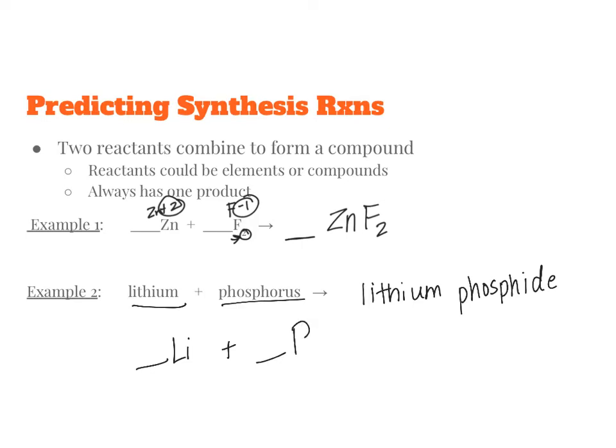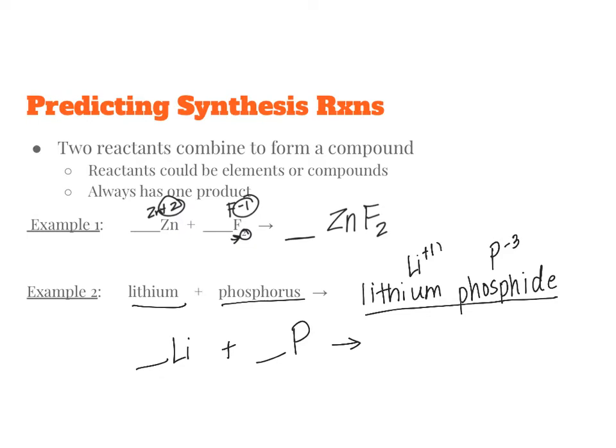Now remember, with nonmetals, some of them are diatomic. In this case, phosphorus, if you look on your periodic table, it's not one of those diatomic elements, so I'm just going to leave it as a P. All right, now when I make this ionic compound here, remember that you have to think about the charges for each ion. So lithium has a +1 charge, phosphorus has a -3 charge.